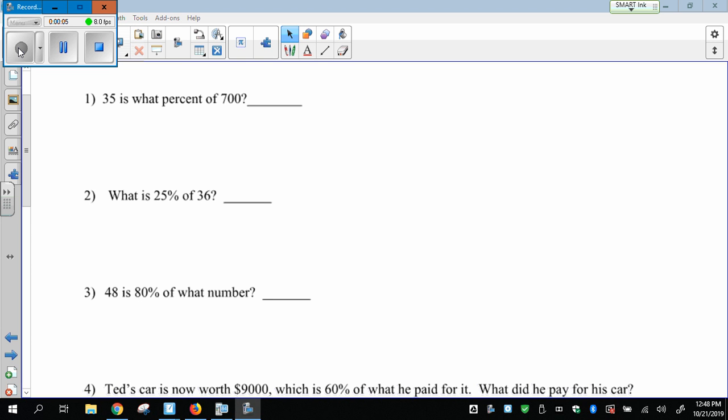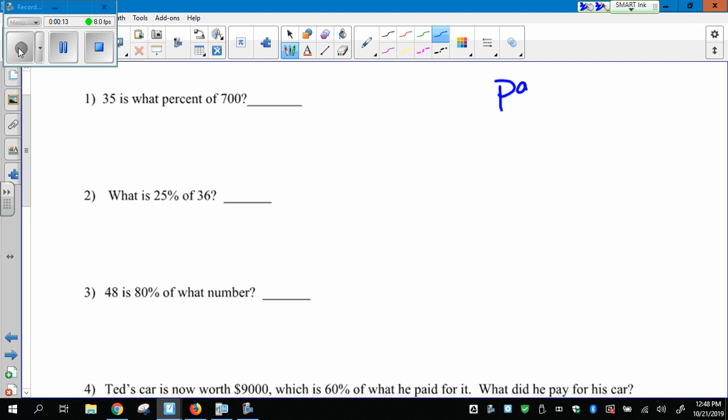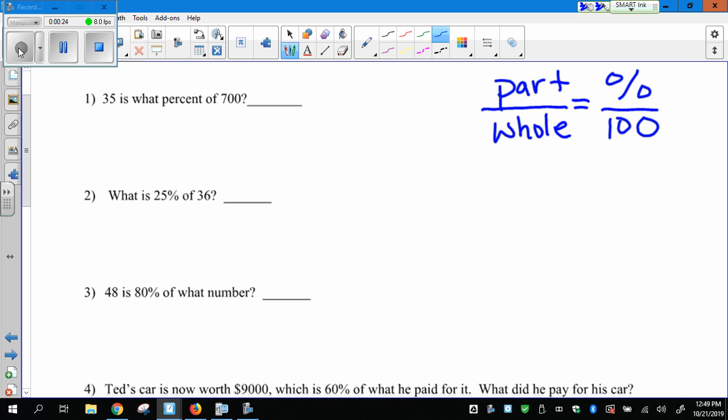Hermanson. Just a quick review of using proportions to solve percent problems. We're going to be using this proportion where one ratio is the part to the whole, and that's going to equal the percent over 100. And then we're going to write an algebra equation from that result to solve the problem.